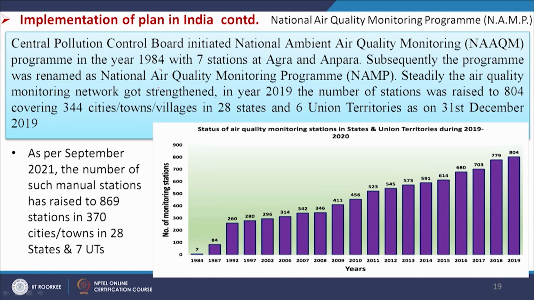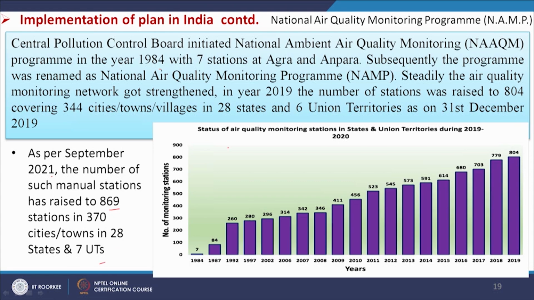In 2019, the number of stations was raised to 804, covering 344 cities, towns or villages in 28 states and 6 union territories as on 31st December 2019. As per September 2021, the latest data, the number of such manual stations has risen to 869 stations in 370 cities, towns, villages in 28 states and 7 UTs, union territories.